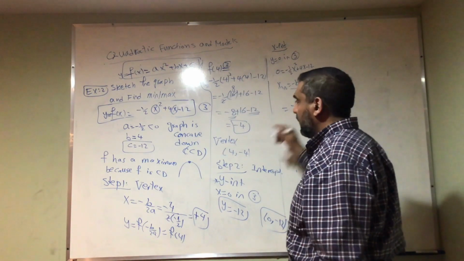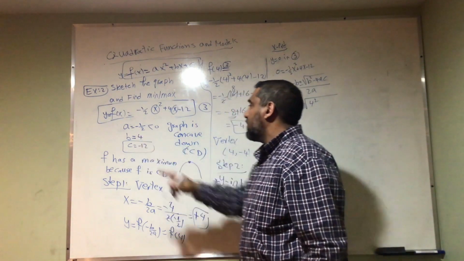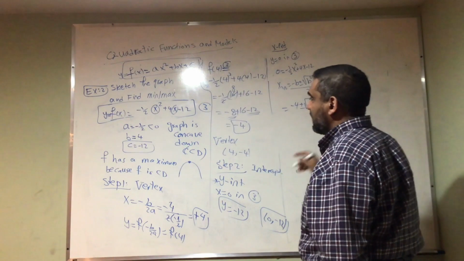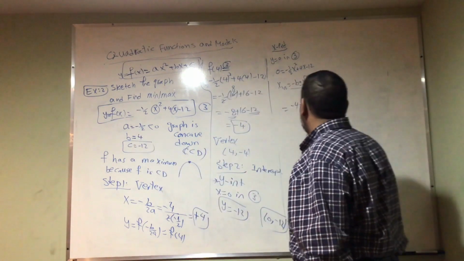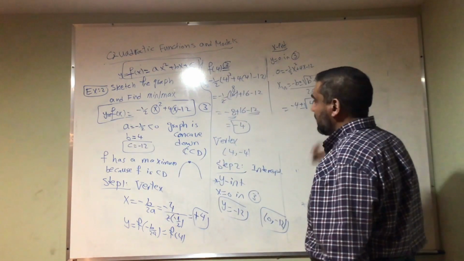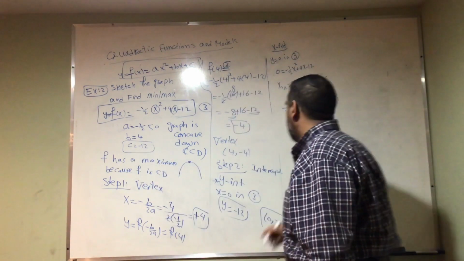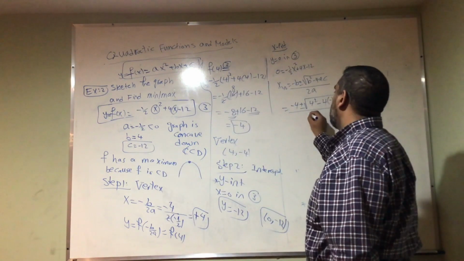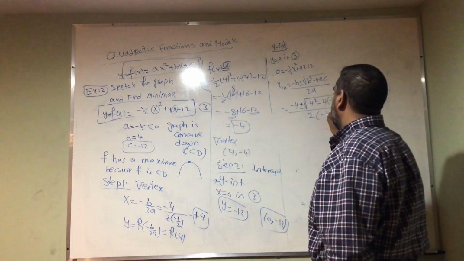What is your b squared? Your b from here, 4 squared. So you have 4 squared, that is b squared, right? Minus 4a. What is your a, guys? Here, your a is negative 1 over 2. What is your c, guys? Minus 12. All right? So the whole thing divided by 2a. What is your a? Minus 1 over 2.